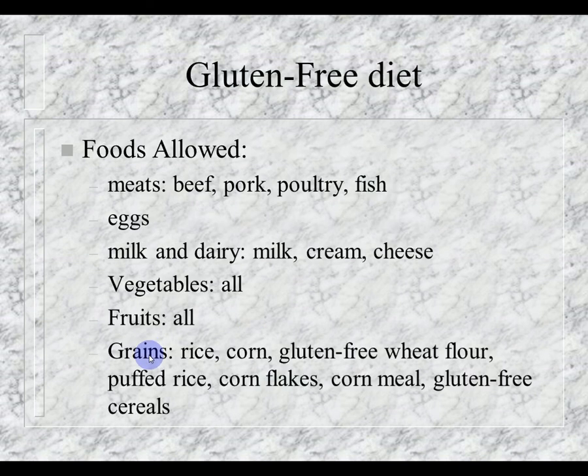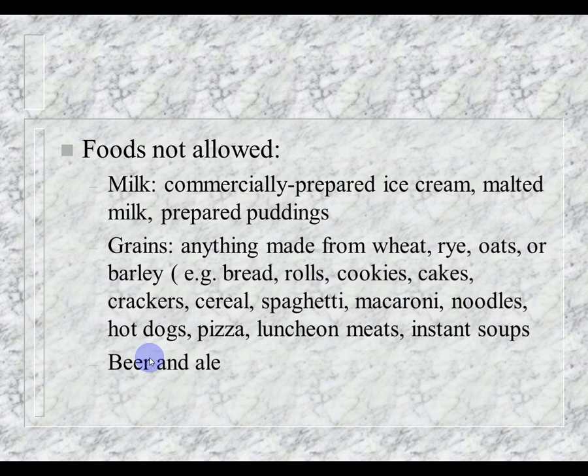Here's a list of foods allowed. You can see it's not like they can't have anything, but the grains are the main thing that you have to watch. Rice and corn and anything gluten-free, of course, they can have as well, including gluten-free cereals. Foods not allowed, again, you would be surprised here at some of the things, but grains, anything made, of course, from our BROW. And you find a lot of that in your bread, your rolls, your cookies, your cakes, because a lot of the things, flours and stuff, have gluten in it. Crackers, cereal, spaghetti, macaroni, noodles, hot dogs, pizza, luncheon meats, instant soups, beer.